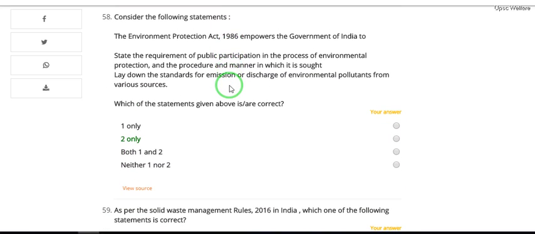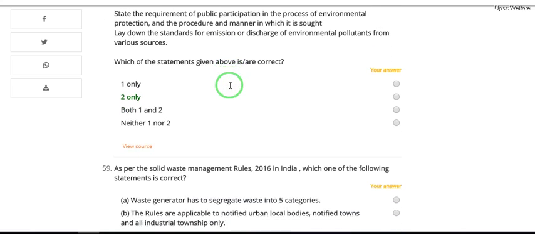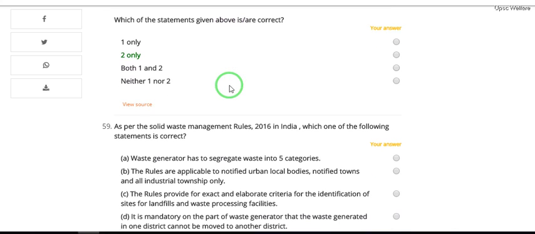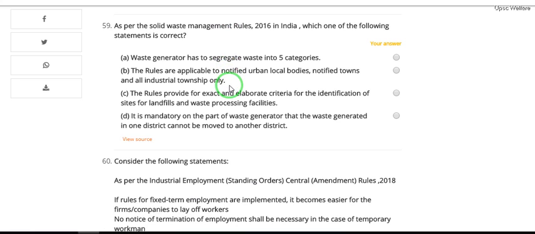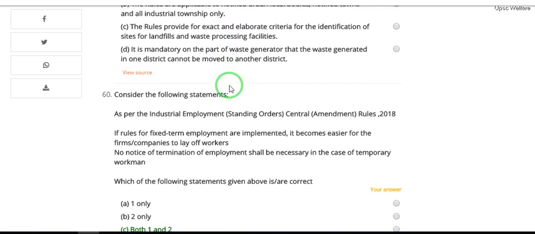Now question 58: consider the following about the Environment Protection Act 1986. It empowers the Government of India to state the requirement of public participation in the process of environment protection and the procedure and manner in it. So it's going to be wrong. The second option, to lay down standards for the emission or discharge of environmental pollutants from various sources, is going to be correct. So only one statement will be correct. That's all. Now, still in this question I have confusion, so let's leave it.